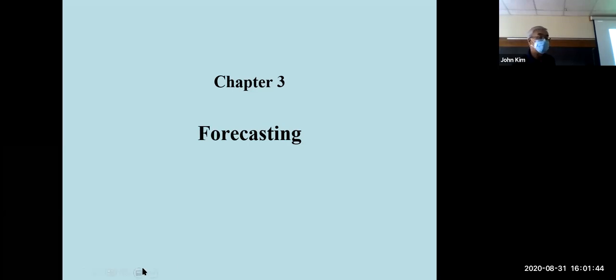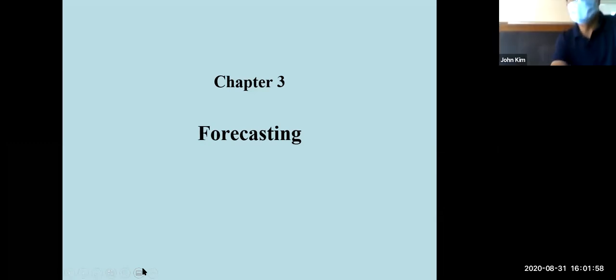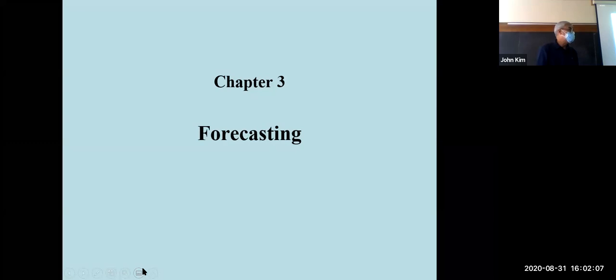Chapter 3, forecasting. In operations management, last time we covered what operations management is. Then we do something to make things better, cheaper, faster. So forecasting, what does it do? Is there any relationship with operations management? Why do we need forecasting to make things better, cheaper, faster? What do you think? Why do we need forecasting?